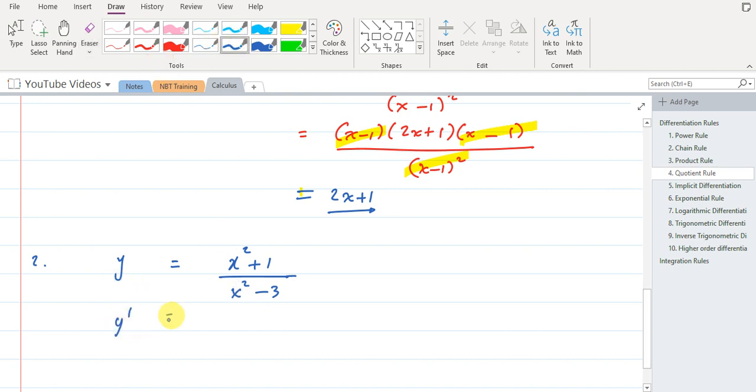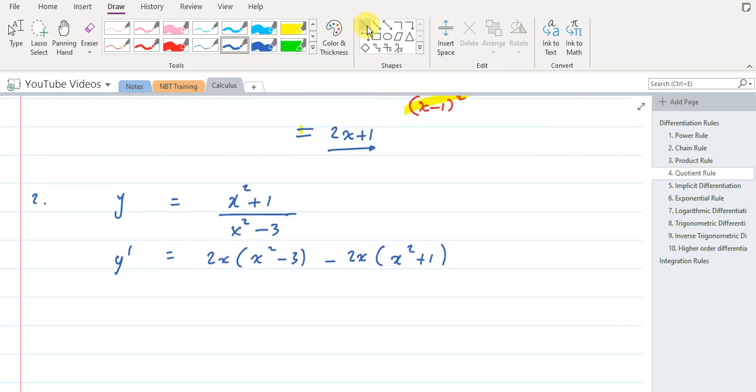Can't really factorize this. So we want to find the derivative of this function. So we're going to say y prime is now equal to, find the derivative of the top, we get 2x, leave the bottom, x squared minus 3, subtract, differentiate the bottom, we're getting 2x, and leave the top, which is x squared plus 1, over the denominator squared, which is x squared minus 3 all squared.